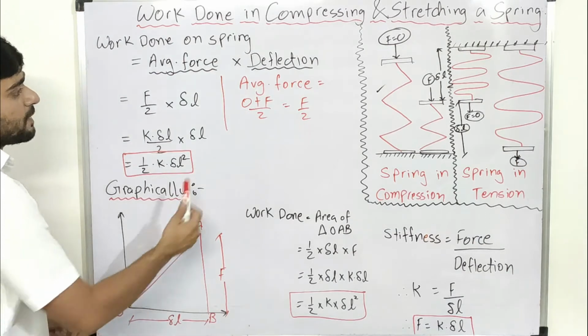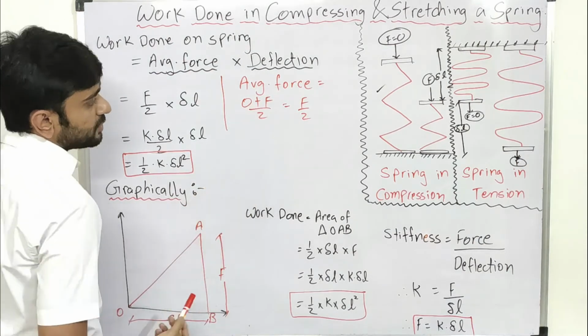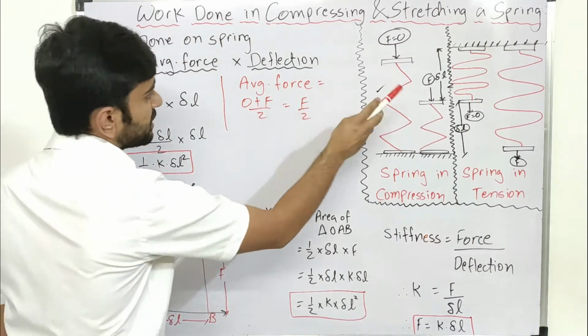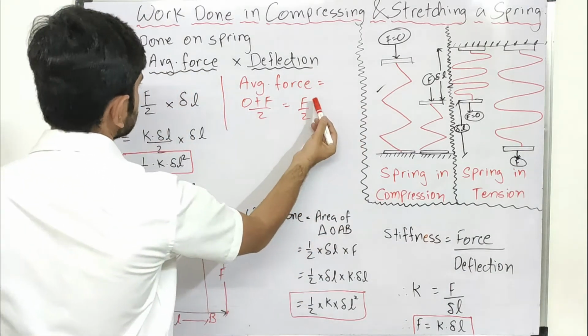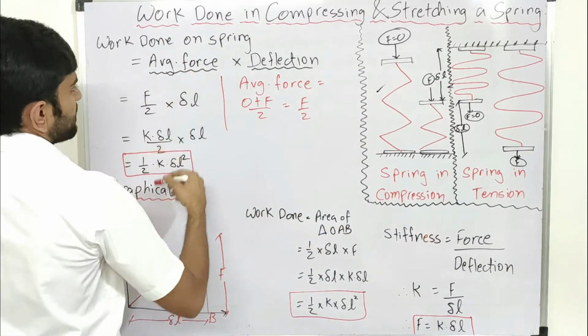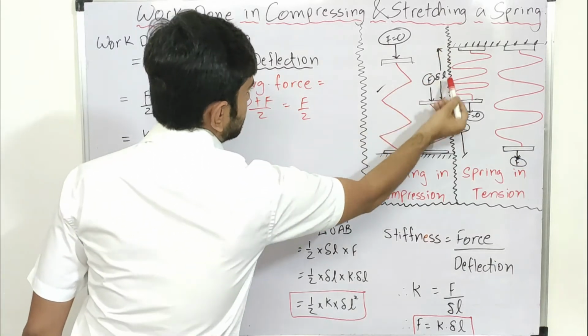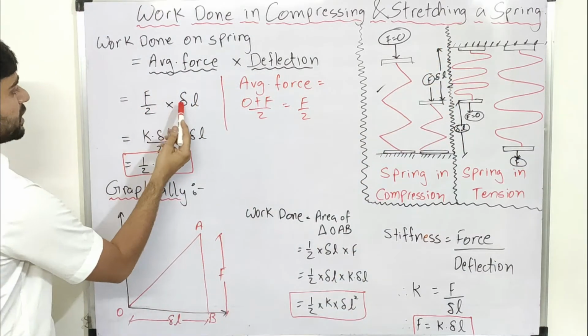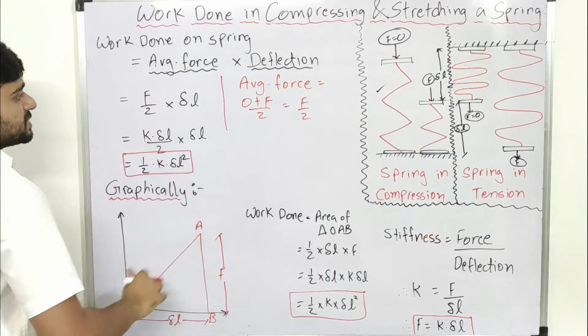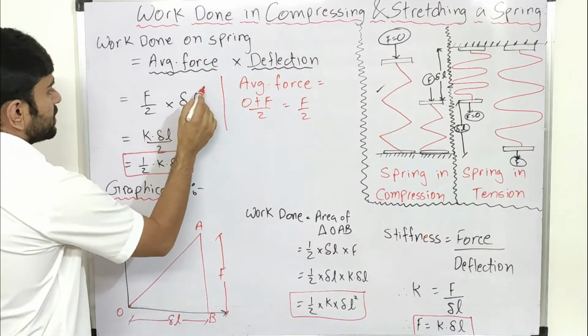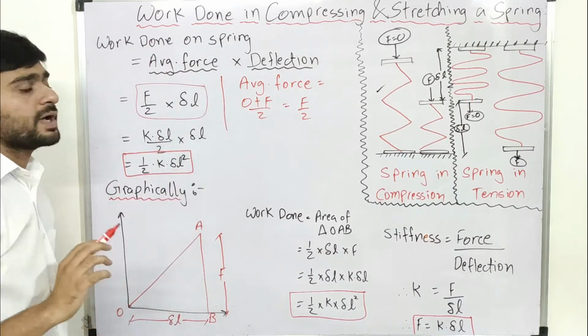So here I am using the terminology average force into deflection. Average force is 0 plus F divided by 2, it becomes the average of both the positions. So it is F by 2. Average force is F by 2 and deflection is this much, delta L. So F by 2 into delta L. So this much we have derived up till now.